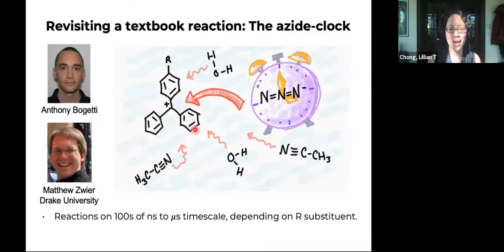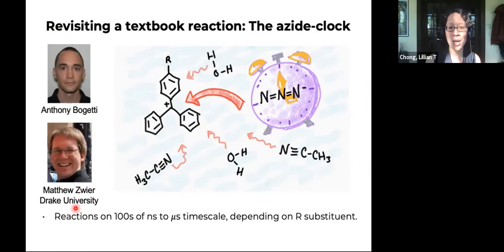So this is a methyl phenyl based carbocation. When you have a substituent here, this R group, depending on the R group substituent, the reaction can be anywhere from hundreds of nanoseconds to microseconds. And this was a project that involved Anthony Boghetti, graduate student in my lab, and a former student, Matthew Zwier, who's currently a professor at Drake University.